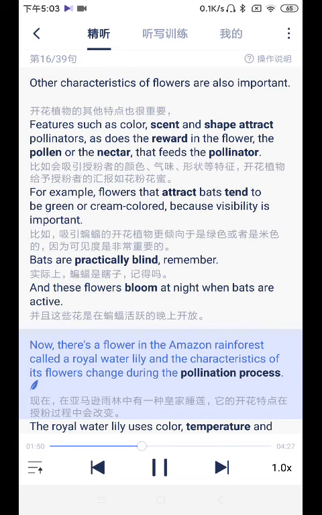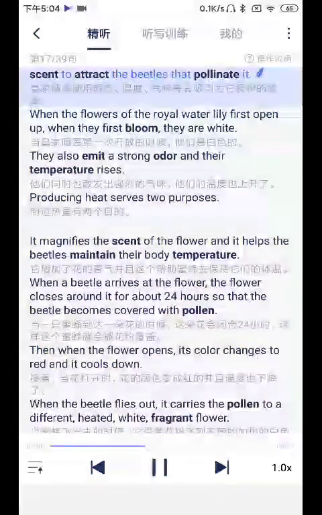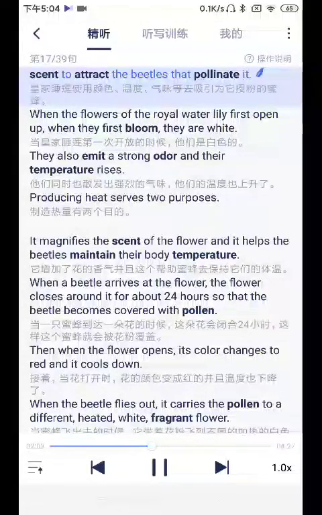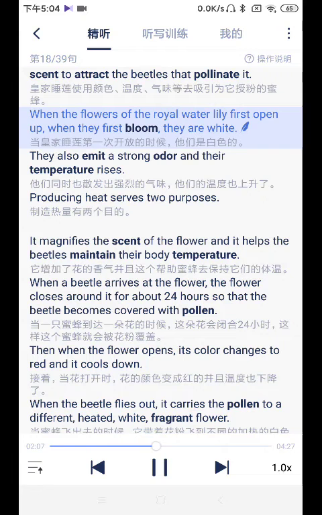Now, there's a flower in the Amazon rainforest called a royal water lily, and the characteristics of its flowers change during the pollination process. The royal water lily uses color, temperature, and scent to attract the beetles that pollinate it. When the flowers of the royal water lily first open up, when they first bloom, they're white. They also emit a strong odor, and their temperature rises. Producing heat serves two purposes. It magnifies the scent of the flower, and it helps the beetles maintain their body temperature.